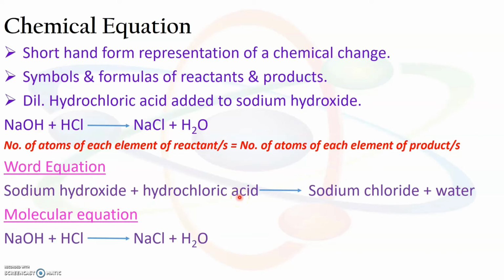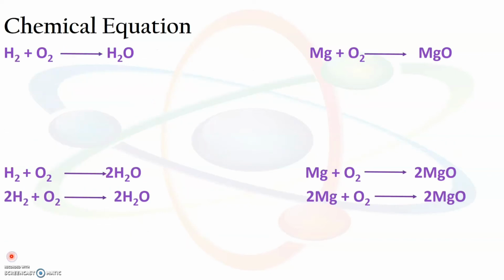Not all chemical equations are balanced. Some of them are unbalanced. But we need to balance those chemical equations which are unbalanced. Now let us see how do we do that. This is an example of a chemical equation, that is hydrogen reacts with oxygen to give the compound water. That is H2 plus O2 gives H2O.